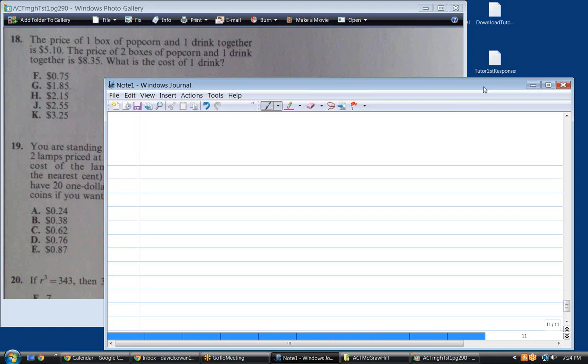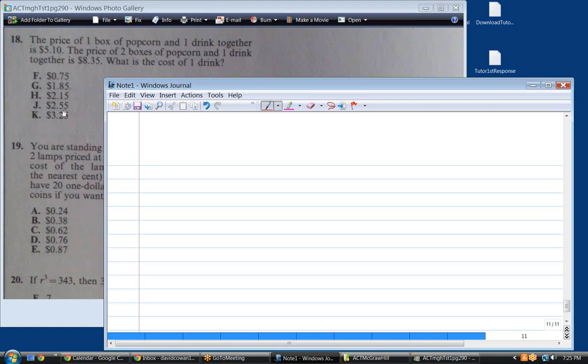Now, we could solve this algebraically, but we would have to define 2 variables. One would be the price of popcorn, the other would be the price of 1 drink. We'd set up 2 equations and solve for both variables. That's very doable. But let's consider back solving this, even though it's a little tougher to back solve this. Still not impossible. Let's start with G.